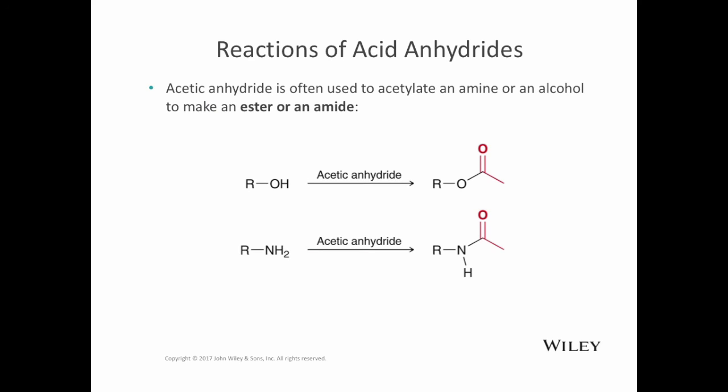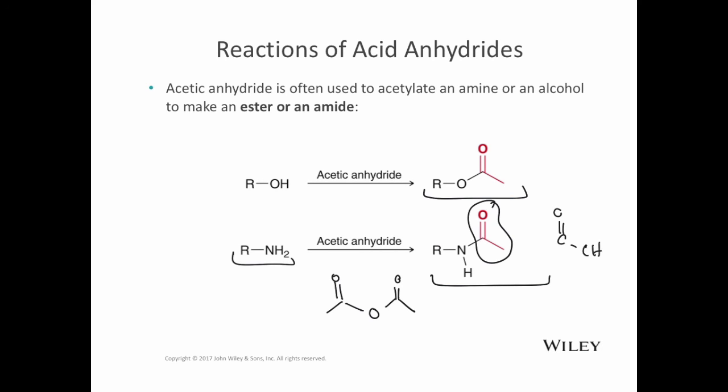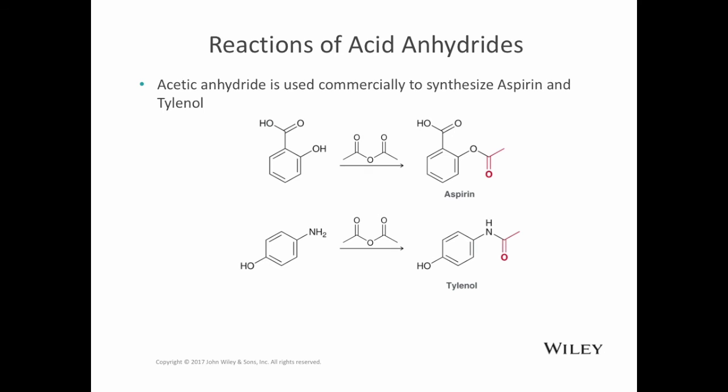So anhydrides with an alcohol make esters, with amines they make amides. And in particular, acetic anhydride, which is this structure, is often used to put an acetyl group, which is a carbonyl with a methyl attached, onto an oxygen or a nitrogen. Indeed, acetic anhydride is used commercially to synthesize aspirin and Tylenol. So this is aspirin, and we can use acetic anhydride to acylate the phenol OH group or to acylate the amino group to form Tylenol.